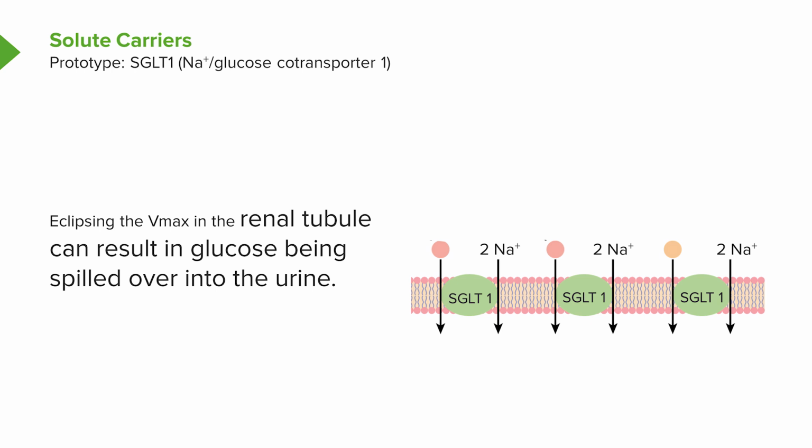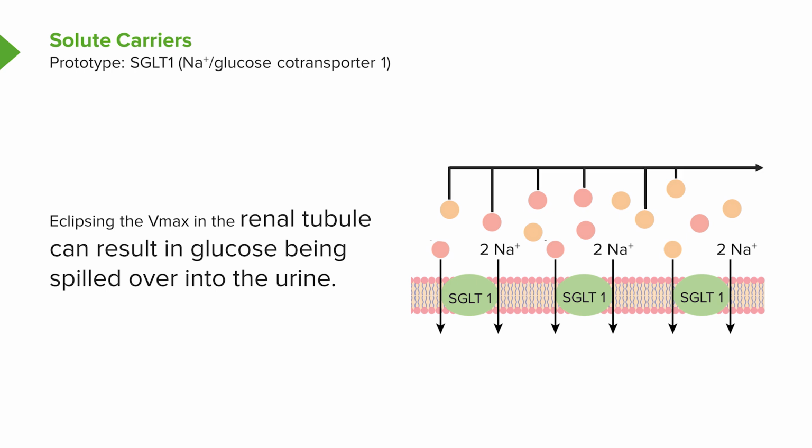However, if a person is diabetic and has a high amount of blood glucose, you could eclipse the Vmax of the SGLT1 within the renal tubule cell, and therefore glucose will be spilt over into the urine and you will urinate it out. In this case, you'll be losing glucose in a diabetic hyperglycemic condition.